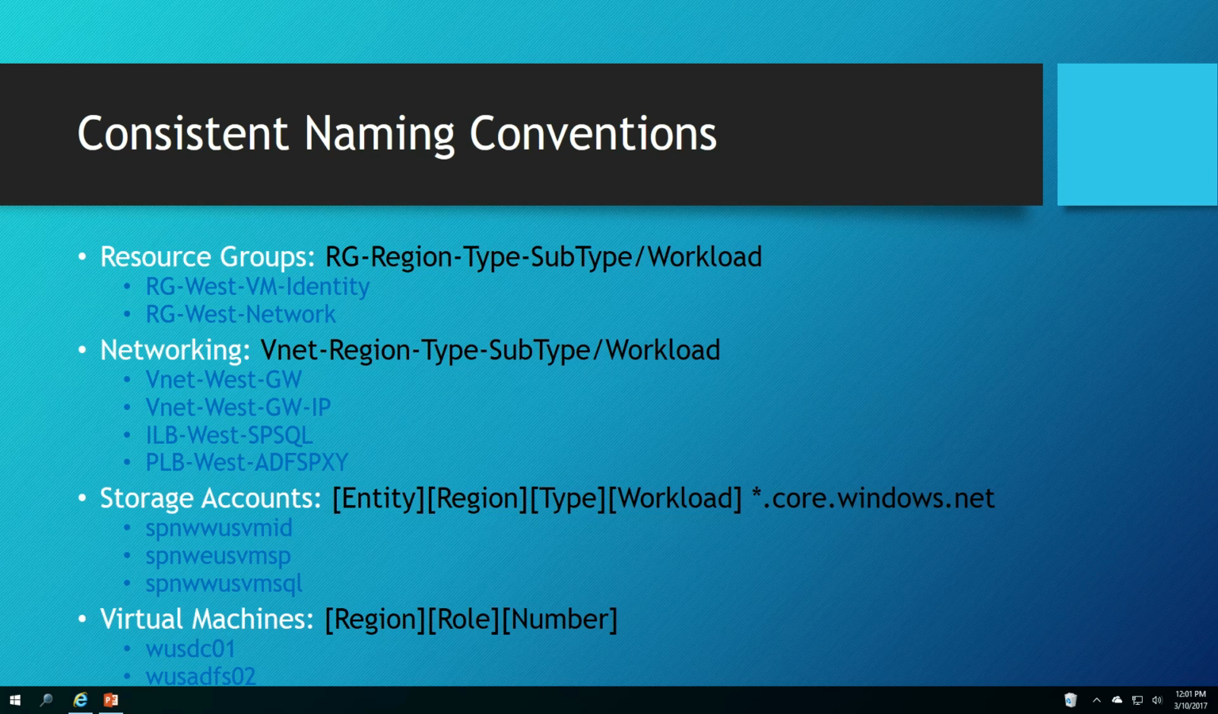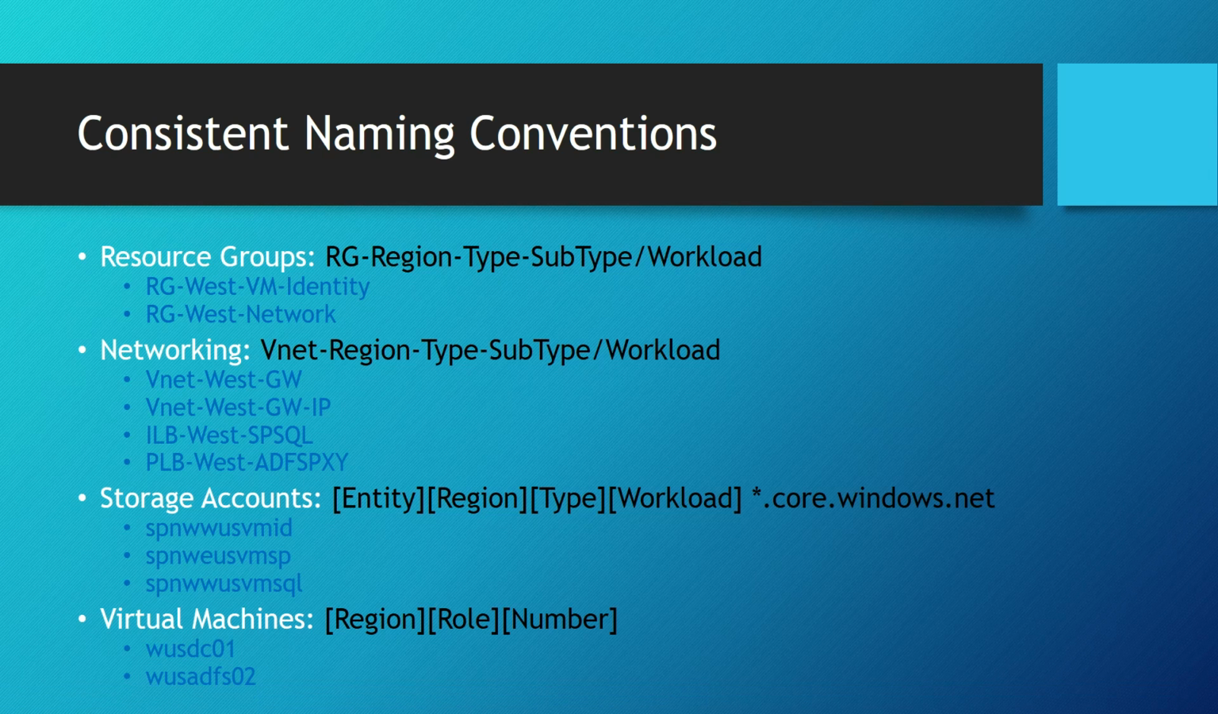Virtual machines use a simple naming convention here, indicating the region and the role. If you have a standard machine naming convention in place today, many enterprises simply prefix an AZ to the front of the name to indicate that it is in Azure.